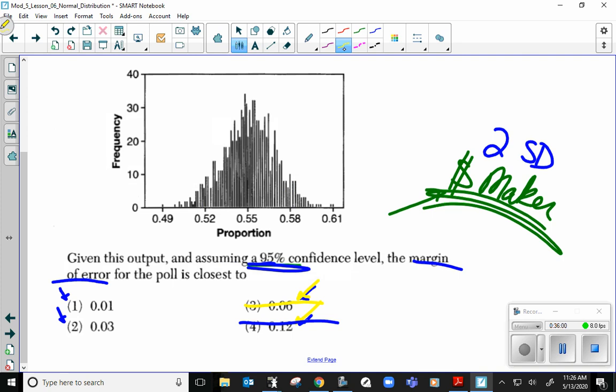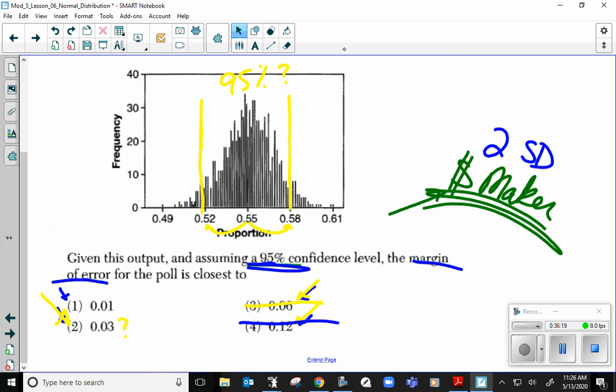at 3. If I go 3, I go to 58, and I go to 52. That goes from here to here. That looks like, maybe that's 95%. So this is maybe 95%. So now let's do, and we'll do this in red, 0.1.